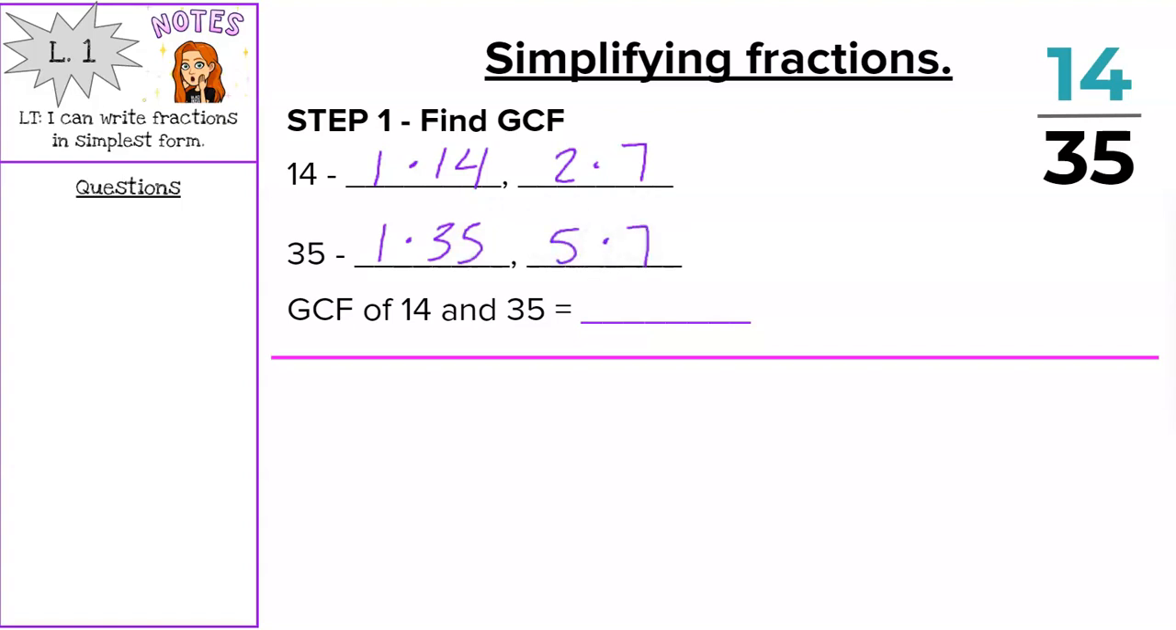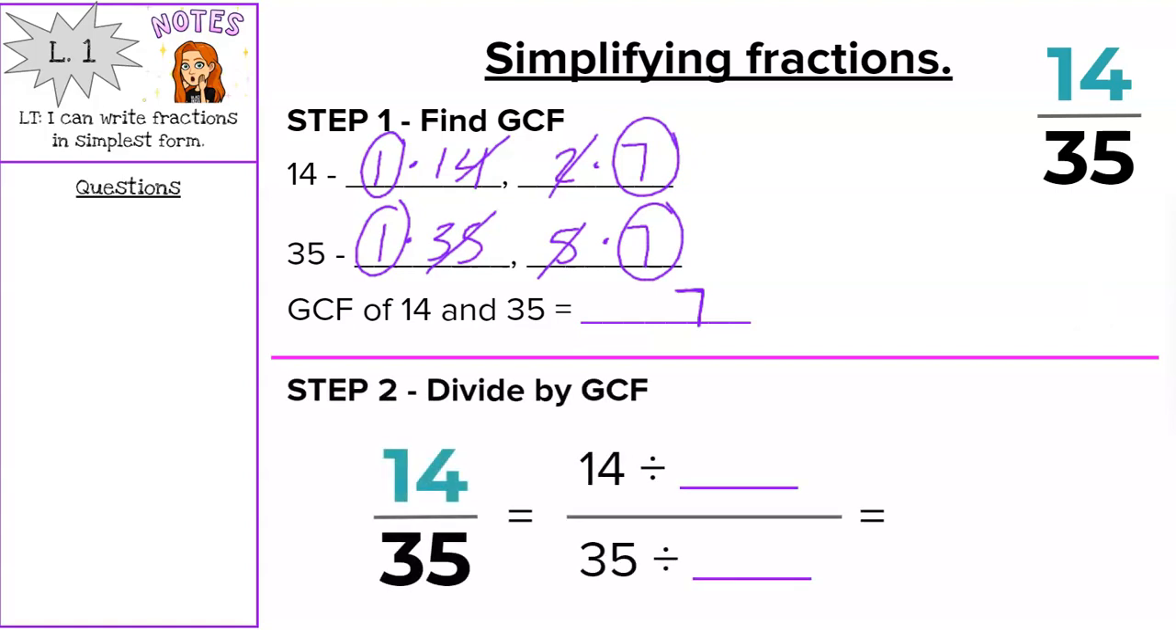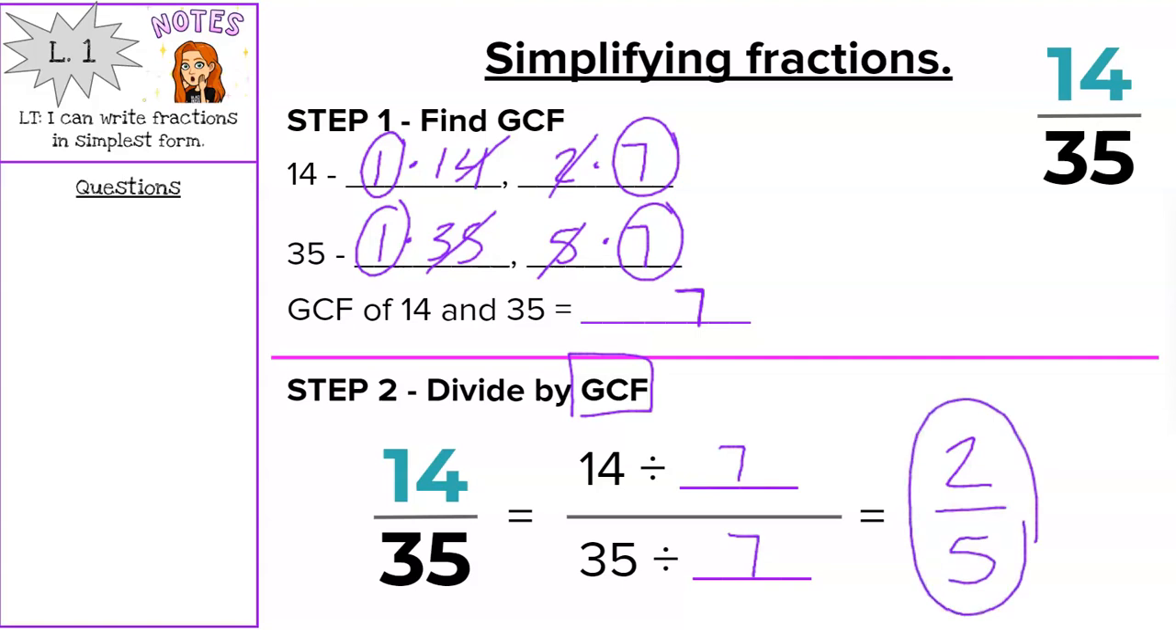So then I'm going to circle the numbers they have in common. They have in common 1. They don't have in common 14 or 35 or 2 or 5, but they do also share 7. So their greatest common factor is 7. Now the next step to simplify the fraction is to divide both the numerator and the denominator by the greatest common factor. So we're going to do 14 divided by 7 and 35 divided by 7. 14 divided by 7 is 2, and 35 divided by 7 is 5. So 14 over 35 simplifies to 2/5.